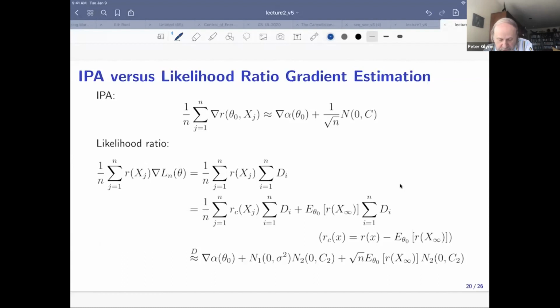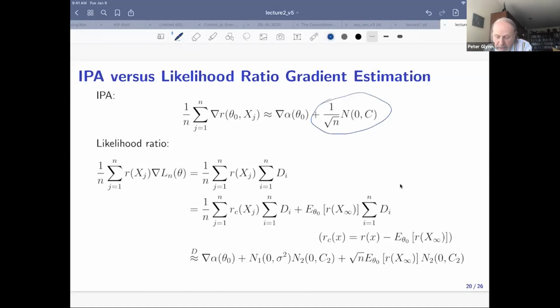I'm not going to go through the details in this slide because we're short of time, but let me just say that the W gradient estimator, that style of computing gradients, would be known within the discrete event simulation community as infinitesimal perturbation analysis, IPA. So in this setting, IPA, infinitesimal perturbation analysis, has an error that decreases at rate 1 over square root of n.